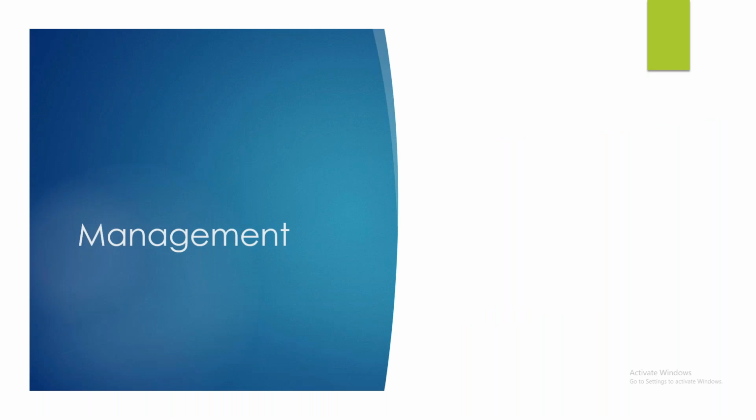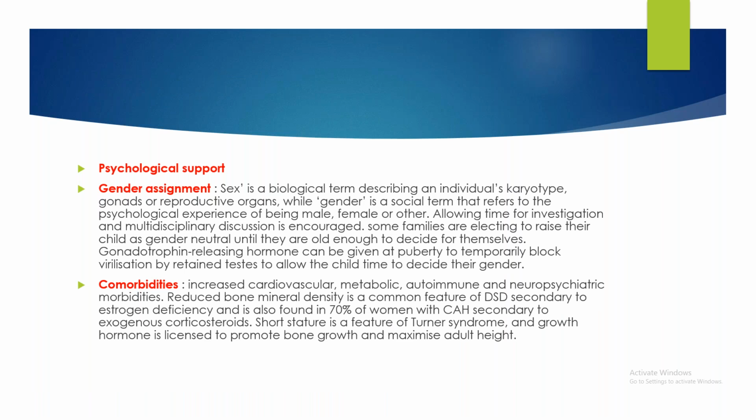Now, management of such cases. First and foremost, psychological support is required, and it is of paramount importance because it is a gender identity issue. The patient may have been raised as a female and she may present with virilization and primary amenorrhea. Sometimes it will be totally ambiguous genitalia. Sometimes when the infant is presented, the parents will be stressed. So psychological support is required.